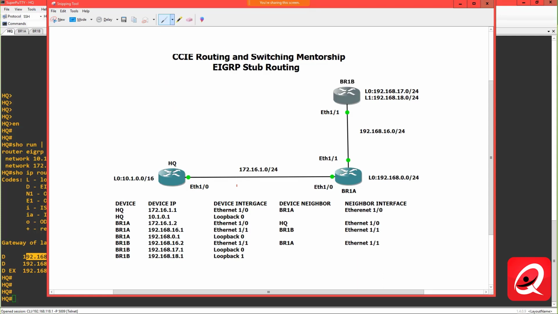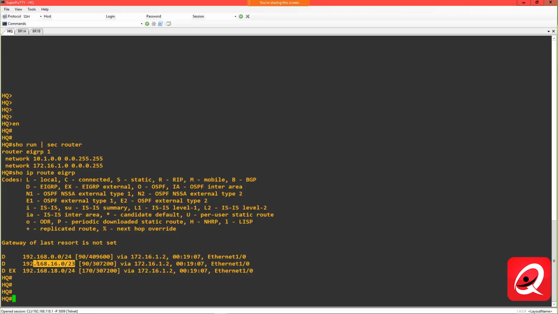Okay. I'm not going to see 16.1.0 as an EIGRP route because it's connected. Do I see the 16.0 subnet? I do. It's right here, but interestingly enough, it's coming in as a /23. So there must be some summarization happening on one of the routers. Again, keep in mind, we've thrown together this Frankenstein configuration just to demonstrate some of these concepts that we're going to be talking about with regard to stub routing. So again, not something that we would normally do.